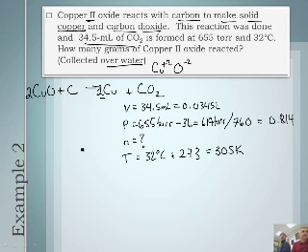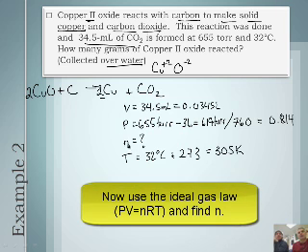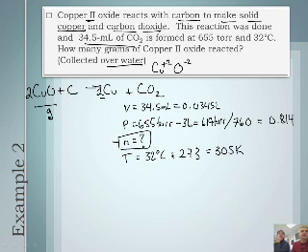Last time we did stoichiometry first, and then we did PV equals nRT. This time you're trying to find the grams of copper 2 oxide, so you do PV equals nRT first, then stoichiometry to convert to the grams of copper oxide. So let's do our PV equals nRT.